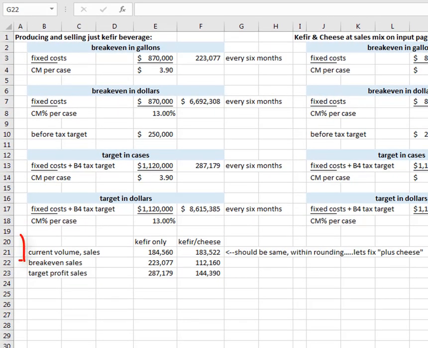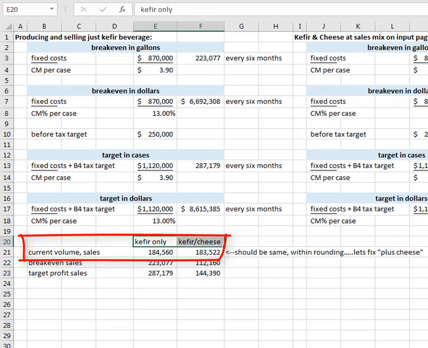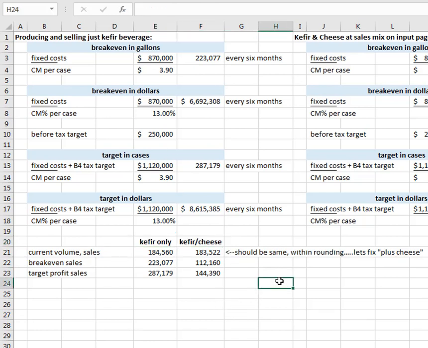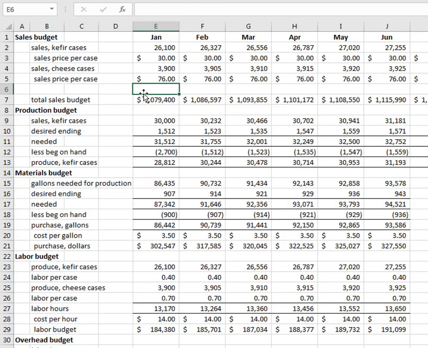I just noticed that the current volume in sales under these two scenarios is not the same, and they should be the same, or at least within rounding. So let's go fix this, and it gives us a nice opportunity to see why creating this live model is so helpful. So let's go back to the plus cheese. Let's go up here to the sales.